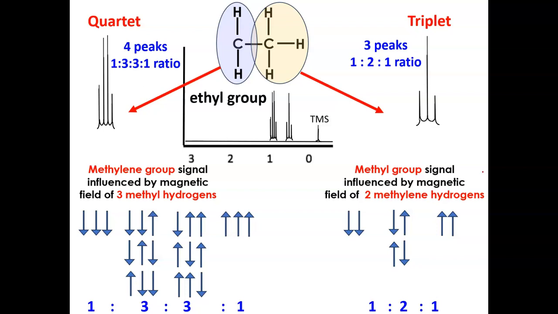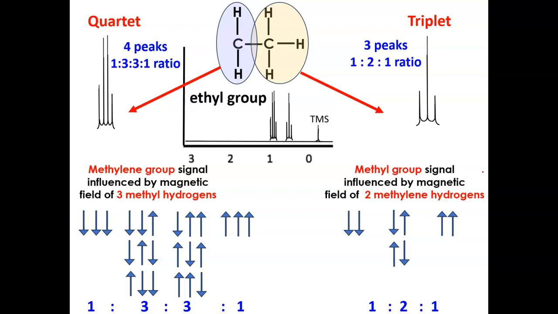Well, let's have a little look now at the methyl group itself and the effect of the methylene. Of course, there are only 2 methylene protons, and they can both be against the field or both with the field, or of course 1 up and 1 down, or 1 down and 1 up. This is a ratio of 1 to 2 to 1.